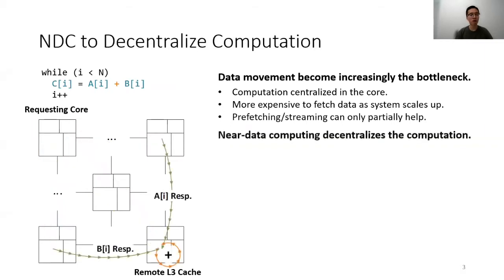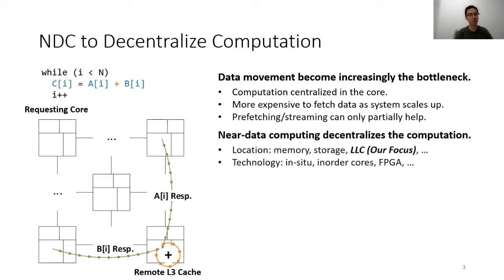To tackle this problem, architects proposed near data computing to decentralize the computation. Such approaches offload computation to different locations in the system with various technologies. In this work, we focus on offloading to the shared last level cache, the LLC, since many algorithms are blocked or tied to use the LLC, and its capacity has been increasing rapidly in recent designs, making it even more useful.